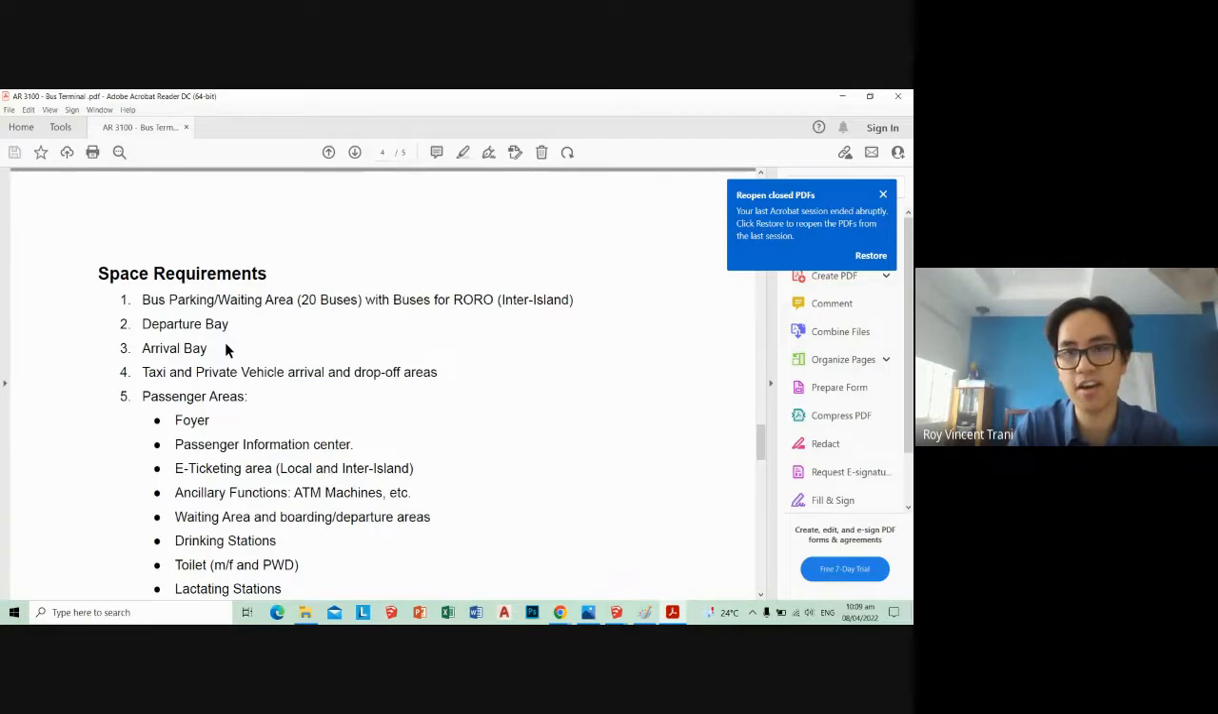Now, whether they are at the departure bay or the arrival bay, departure meaning leaving the bus station, arrival meaning coming into the bus station. Taxi and private vehicle arrival, I think it means taxis and private vehicles coming into the bus stop need to have drop off areas.